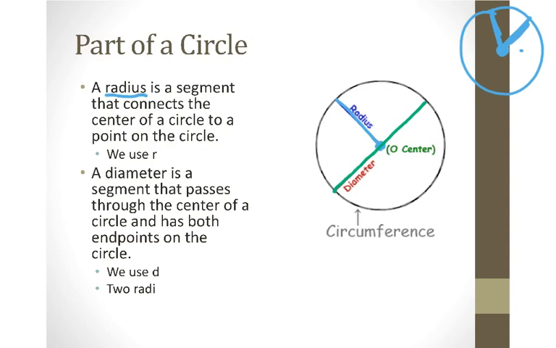Now, one thing to note is that for diameter, we use the lowercase d to represent it, and a diameter is made up of two radii. Radii is just the plural form of radius. So two radii, or two radiuses, make up your diameter.